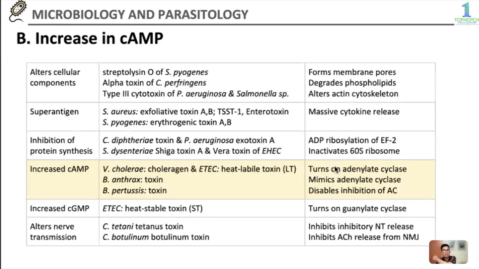Sige. So here are other mechanisms of action ng mga exotoxins natin. And as you can see, maraming bacteria that use the cyclic AMP pathway. So that includes your Vibrio cholerae, the heat-labile toxin of your ETEC or enterotoxigenic E. coli, as well as your anthrax and your pertussis. Okay? So kindly read up on this table. This is very high yield. Maraming pwedeng kunin na tanong dito.